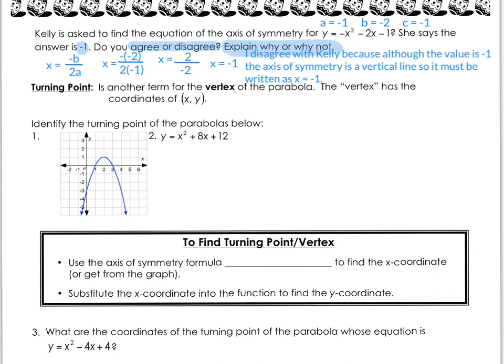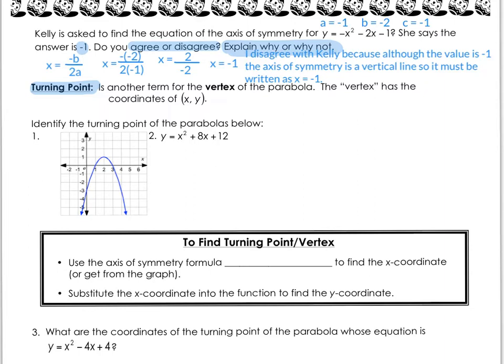So here we see another vocab word, and that's the turning point. So the turning point is just another term for vertex of the parabola. So the vertex has the coordinates of x, comma, y, since it's a point where it starts going the opposite direction. So identify the turning point of the parabolas below.